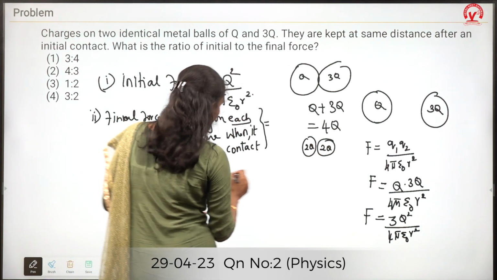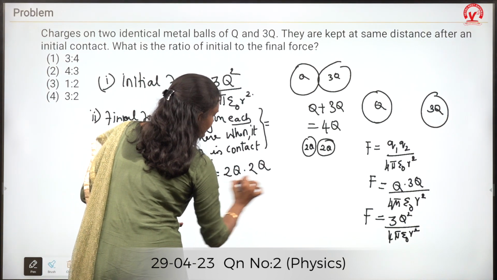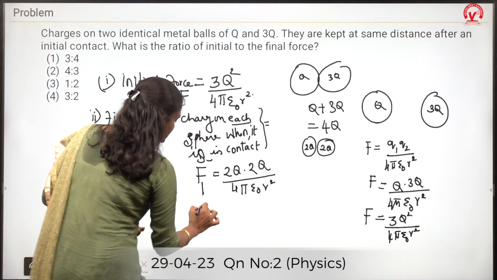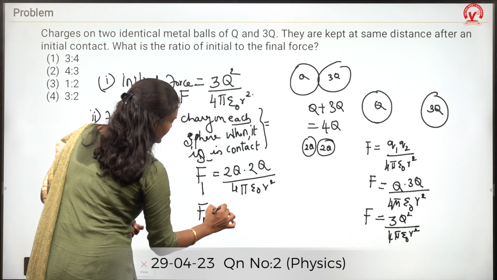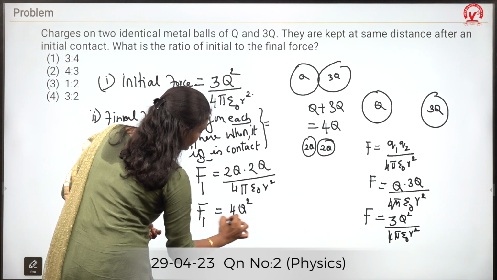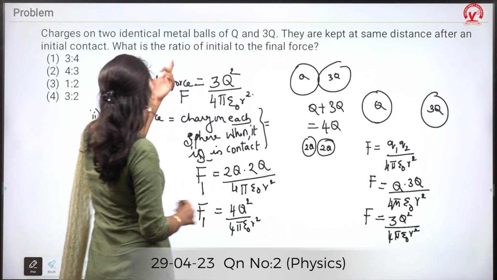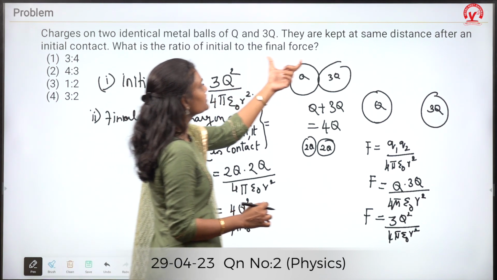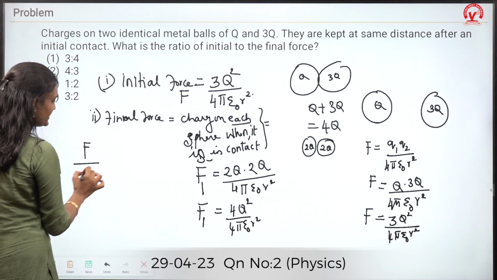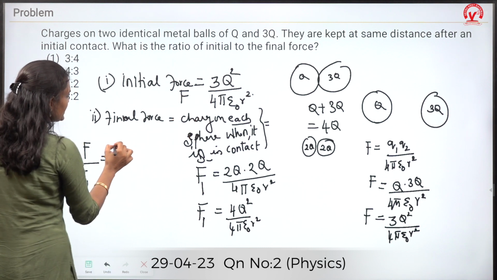Each charge is 2Q. So 2Q into 2Q divided by 4 pi epsilon naught r square. So the final force F1 is equal to 4Q square divided by 4 pi epsilon naught r square. Our aim is to find the ratio of initial to the final force. We took the initial force as F and the final force as F1. So this can be written as, now, what is the initial force?